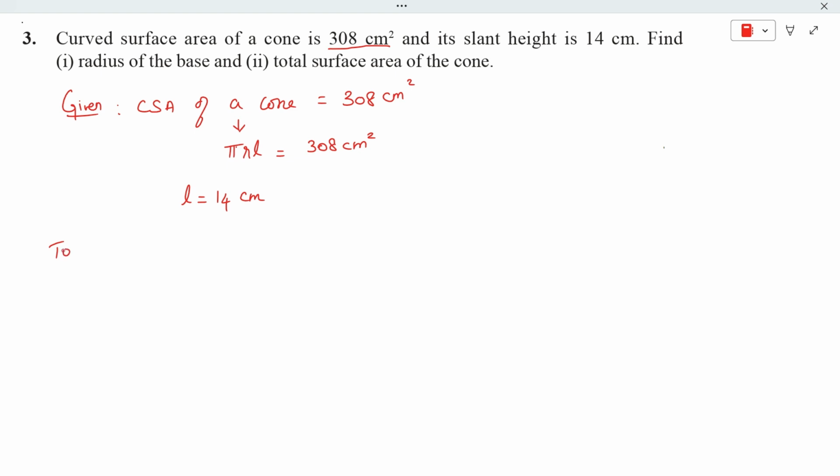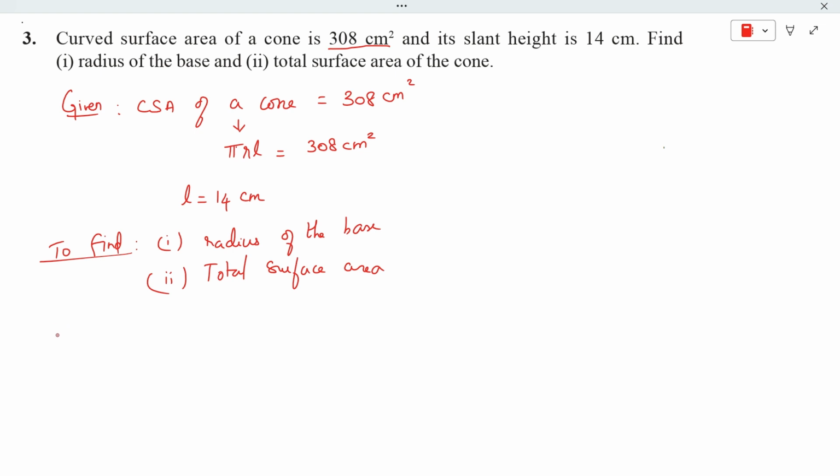So what are the things I have to find out? The first one, I have to find the radius of the base and the total surface area of a cone. So write both, because if you forget to find any one of it, you may happen to miss the mark. So write both the criteria which you need to find.